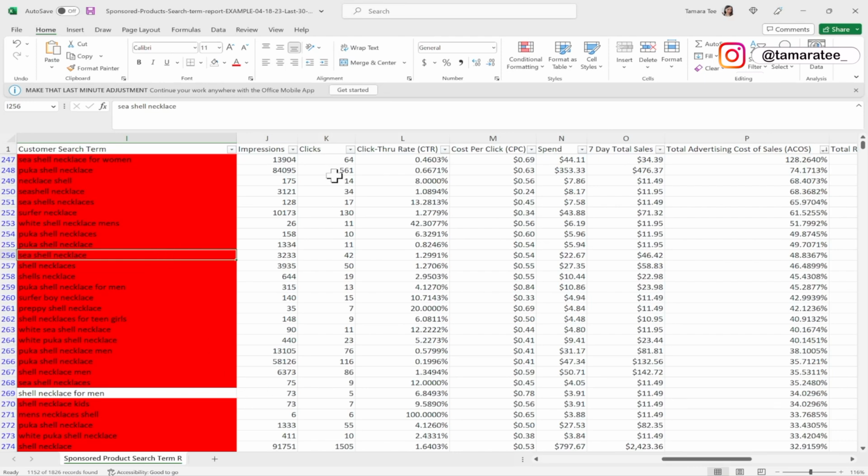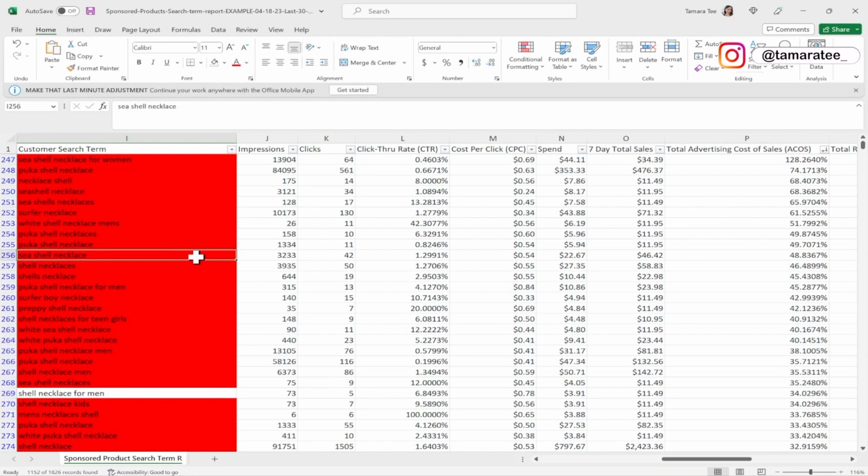I would just have a closer look at the clicks. And if it's under 15 clicks, I would probably still let it run unless the ACoS was crazy high, like this one, 128% ACoS, very bad, right? And this one has 130 clicks and my ACoS is 61%. That is obviously bad. So this is how you know how to optimize your keywords in your PPC campaigns.